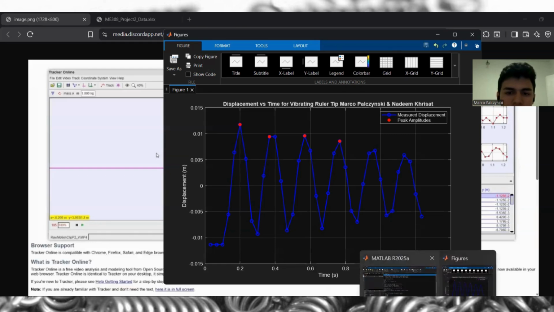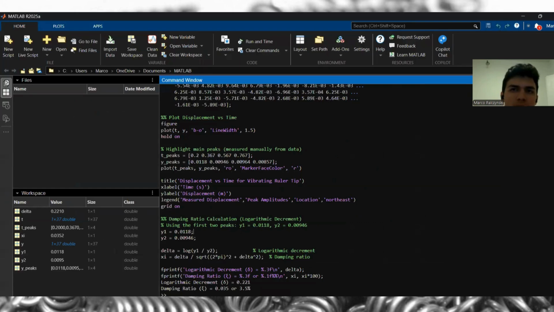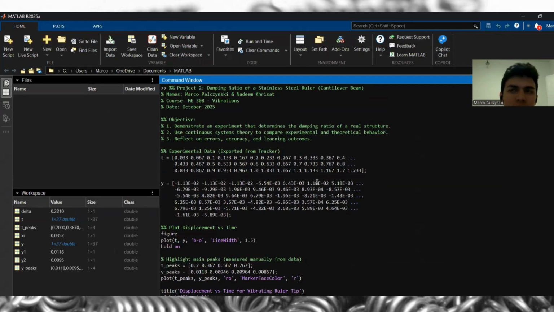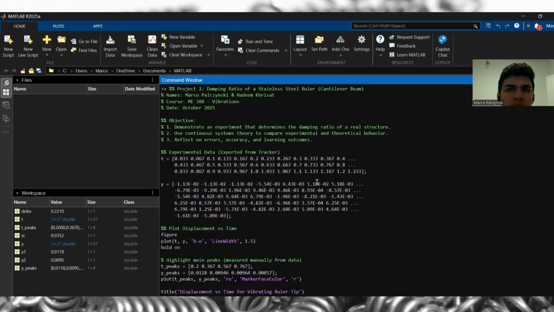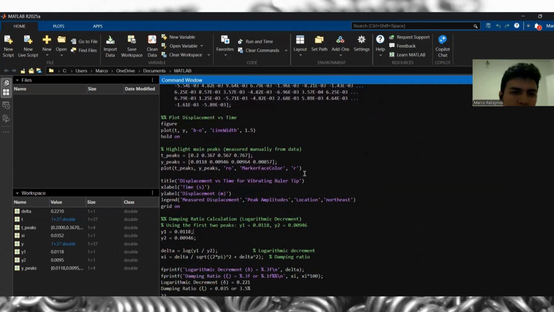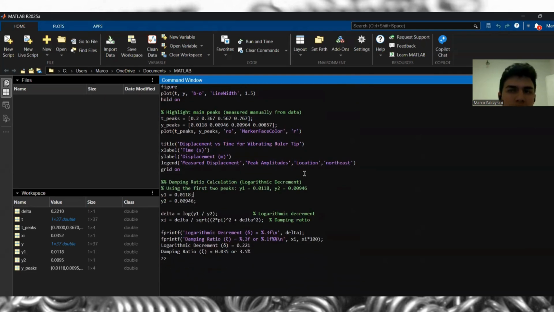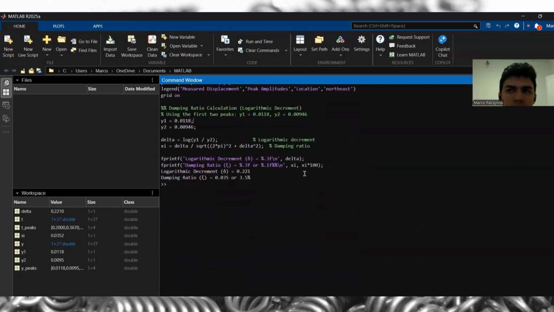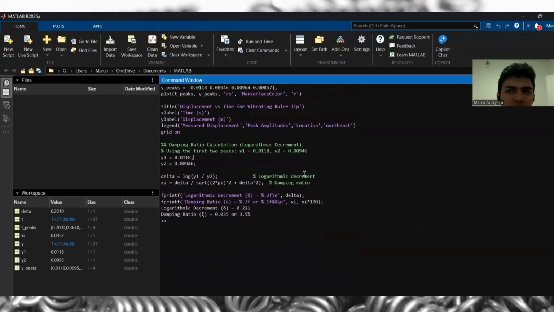And to go into our code, the first section imports the time and displacement data that we got from the Excel. And the next portion applies these formulas that we've learned, the logarithmic decrement and the damping ratio, letting MATLAB run both of these automatically. And you can see by the results printed here in the command window, confirming our experimental damping behavior.